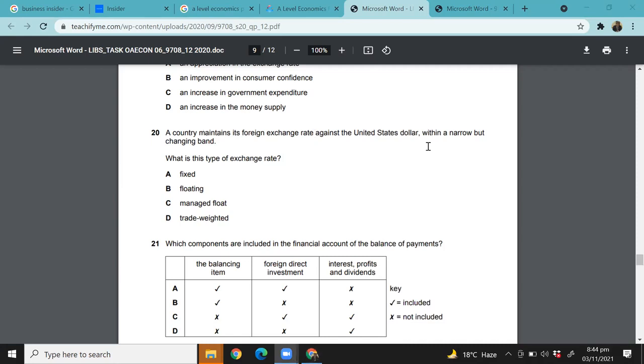Think about this. The country maintains its foreign exchange rate against US dollars, right? Within a narrow but changing band. Band means upper limit and lower limit. Do you remember we talked about the upper limit and the lower limit in exchange rate? And we said that that is known as managed exchange rate. Do you remember that? Exactly. So the answer has to be C.